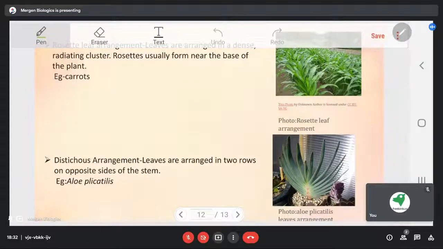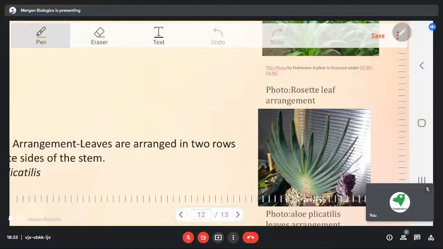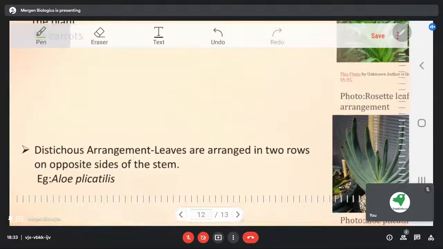Then comes the last arrangement, that is distichous arrangement. That is, leaves are arranged in two rows on opposite sides of the stem. As you can see in this picture itself, they are species of the aloe vera family. Here is the stem, and leaves are arranged just opposite to each other from the stem. This is the stem, and leaves are arranged in two clear rows on opposite sides of the stem. This is the distichous arrangement.